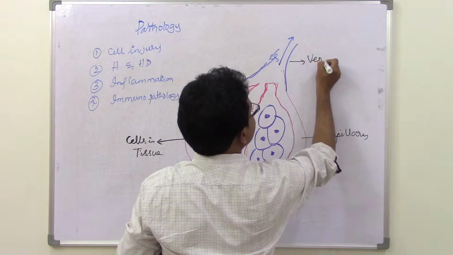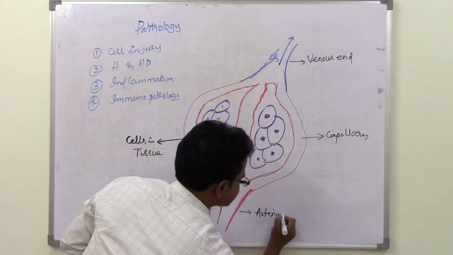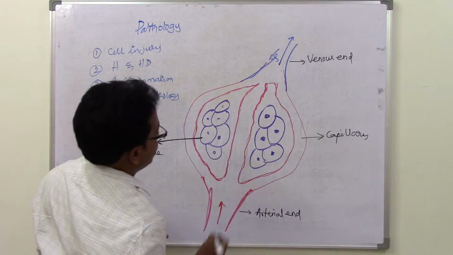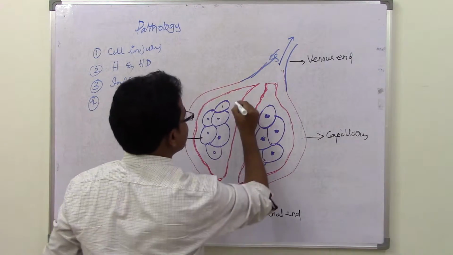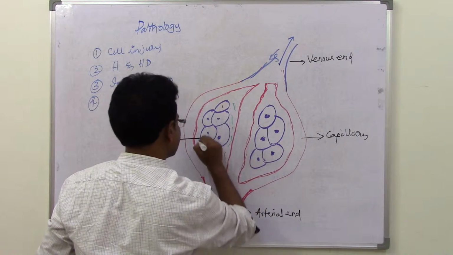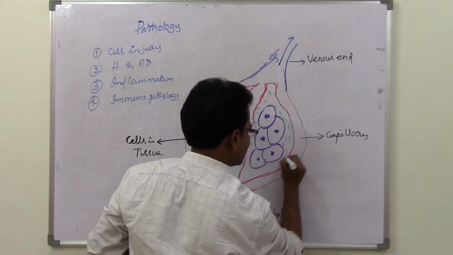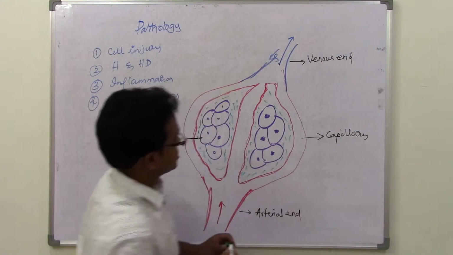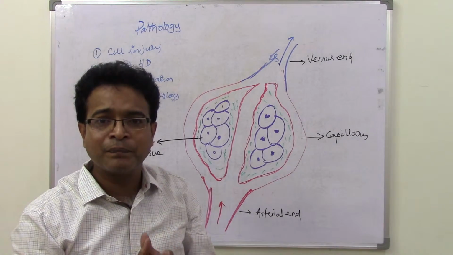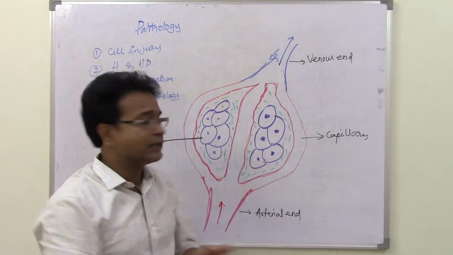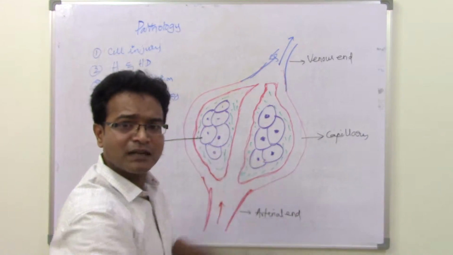This is the venous end. This is the arterial end. And what else is there? What we see here, we have a space. This space is called what? Interstitium. This is the interstitial space. The interstitial space is filled with connective tissue, made up of proteoglycans and all this stuff. They provide the cushion. This is where the nutrient exchange takes place.